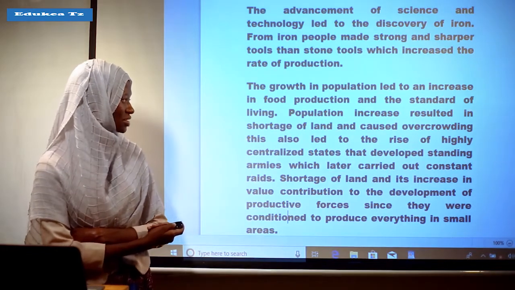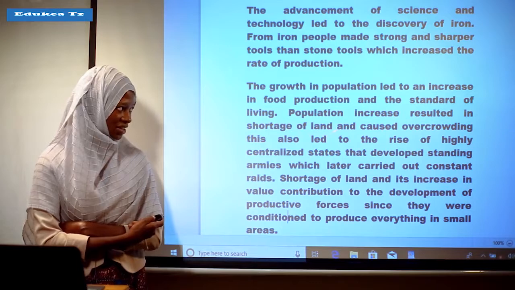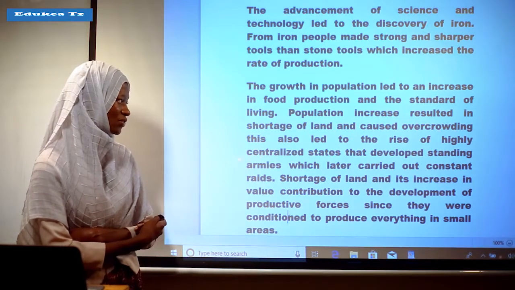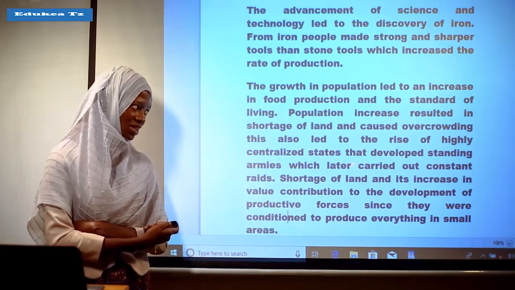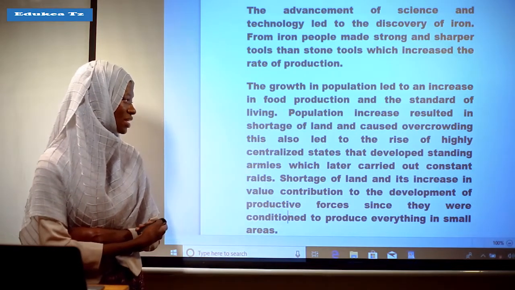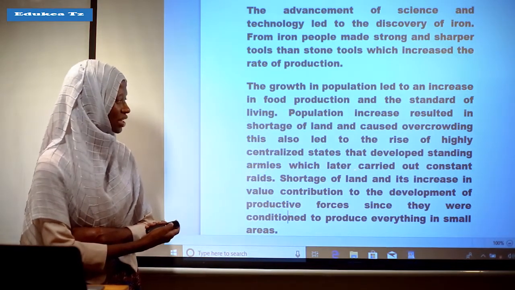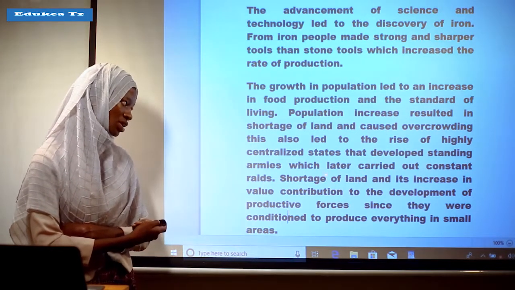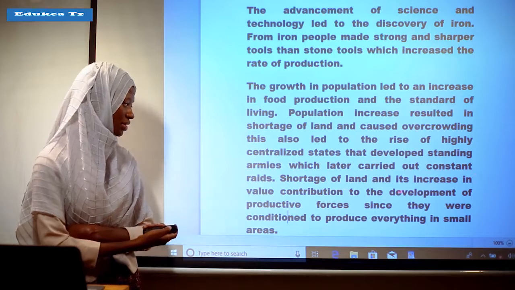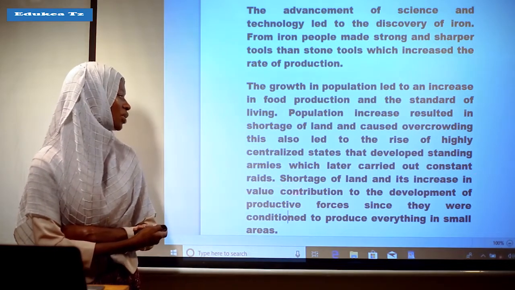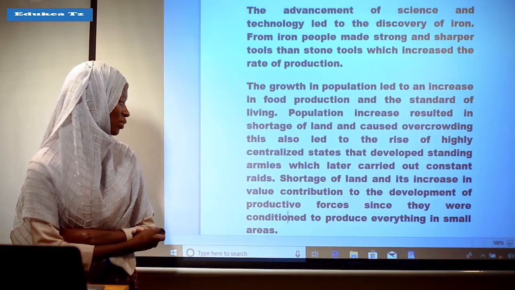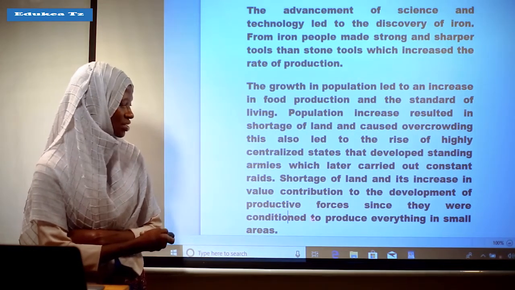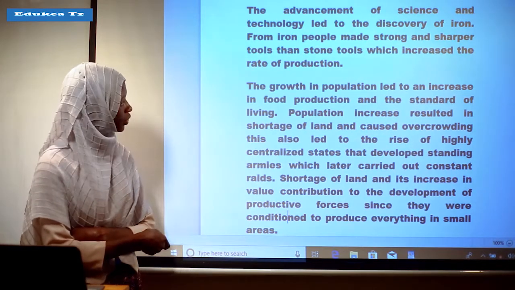Population increase resulted in a shortage of land and caused overcrowding. This also led to the rise of highly centralized states that developed standing armies, which later carried out constant raids. Shortage of land and its increase in value contributed to the development of productive forces, since they were conditioned to produce everything in small areas.